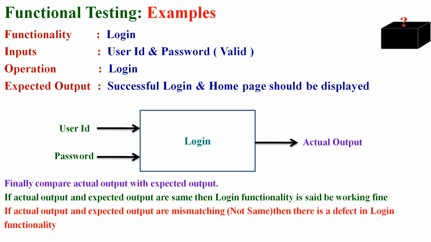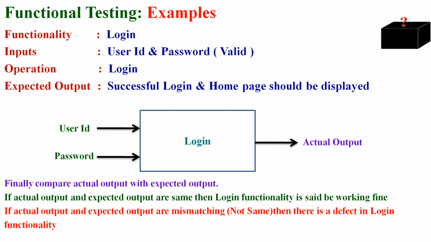Now, what is the expected output? Expected output will be derived from the requirements document. It is in the requirements document only. It will not be displayed on the monitor. So actual output is only the output which will be displayed on the monitor. Clear? So now you have to check what the expected result is, what you are expecting, and what the actual is. If the actual output and the expected output are the same, then the login functionality is said to be working fine, working properly. If the actual output and expected output are mismatching, that is, not the same, then there is a defect in the login functionality.